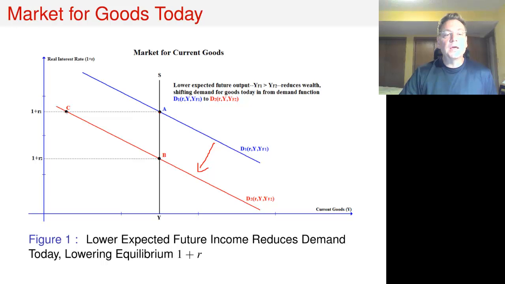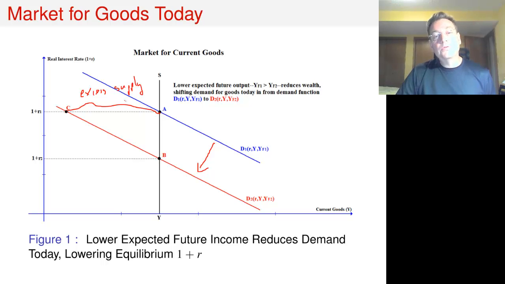Lower demand for goods today means that at that initial interest rate, there's now an excess supply of goods. Remember, this is an excess supply of goods today. So how are you going to induce consumers to want to consume more today? The interest rate is going to have to fall. This real interest rate is the price of goods today in terms of goods tomorrow. And so when it falls, the quantity of goods demanded today rises. Consumers slide down this new demand curve from C to B.